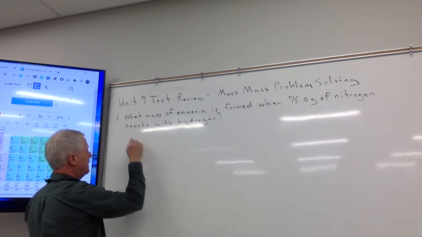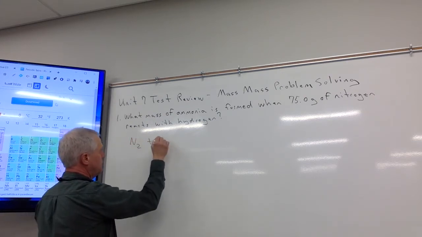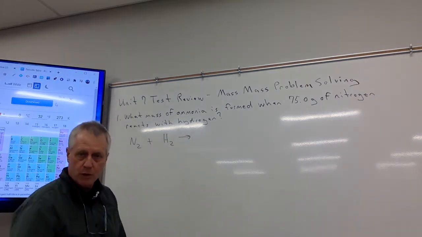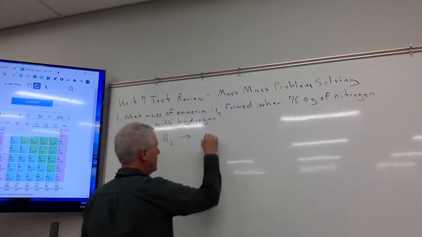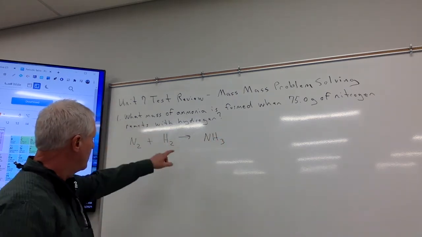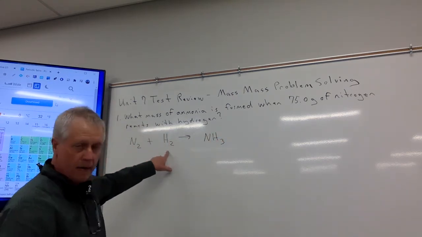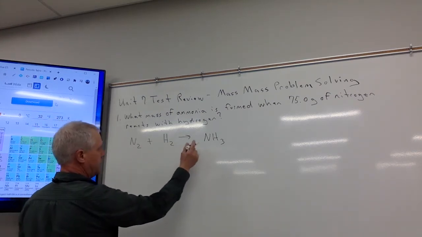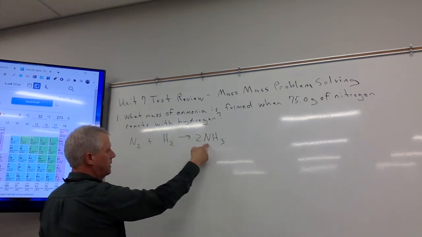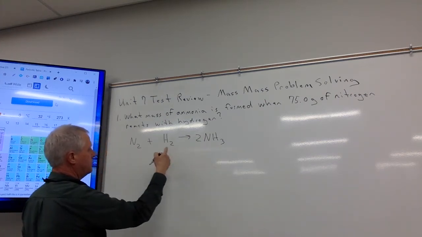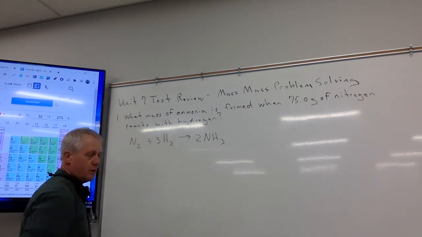We need a balanced chemical equation. And so ammonia, NH3, is the result of nitrogen gas reacting with hydrogen gas. So if we look at this, we can see we have two nitrogens here. So we're going to try a 2 here. Gives us 2 nitrogens and gives us 6 hydrogens. And so we'll put 3 here, and there's our balanced equation.